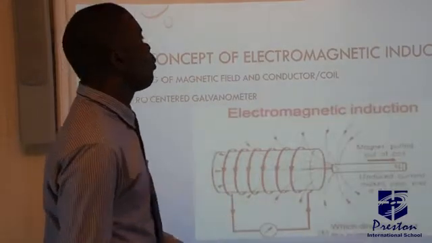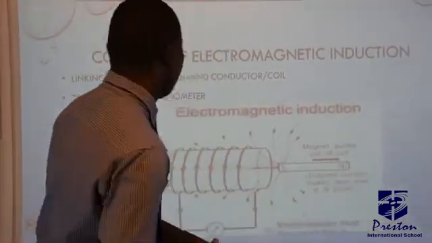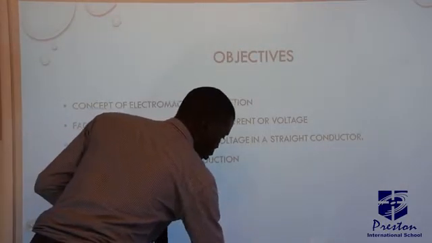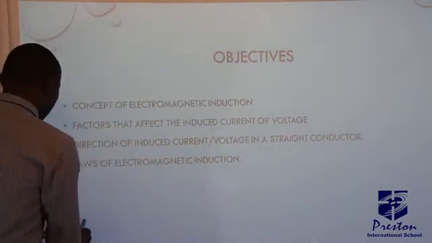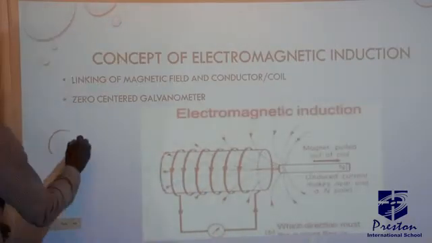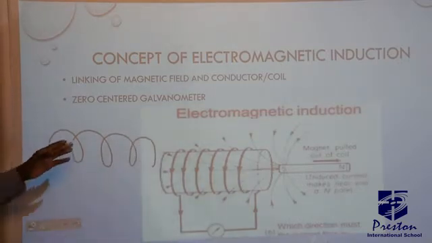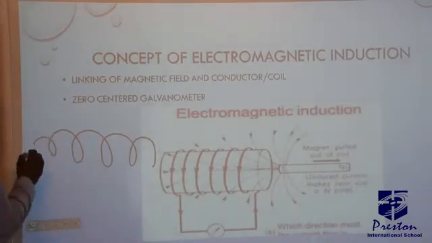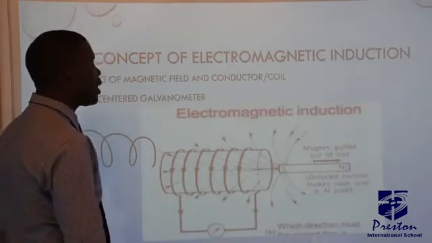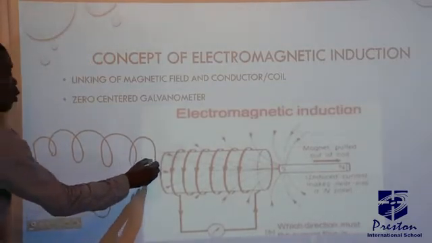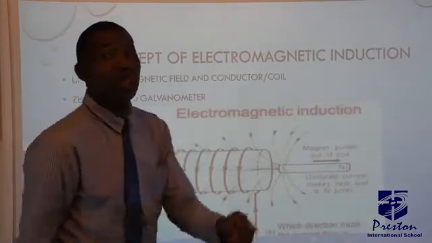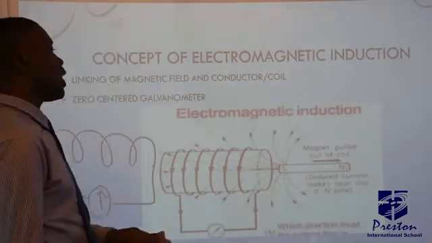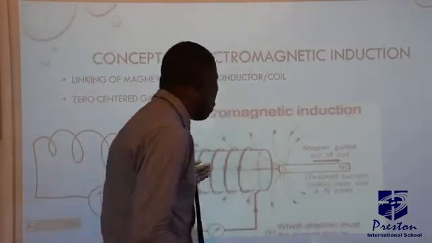First, we want to talk about the concept of electromagnetic induction. Now, it is observed that when we have a coil like this, we call this coil a solenoid. A solenoid is a conductor. We have it like this, connected to a zero-center galvanometer. Don't forget, the function of the galvanometer is to detect current and to detect voltage. Good. We connect it to a zero-center galvanometer and we bring a magnet close to that coil.